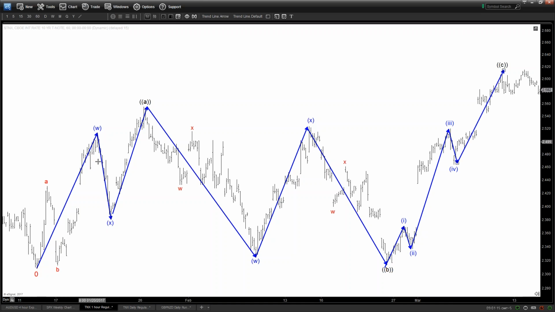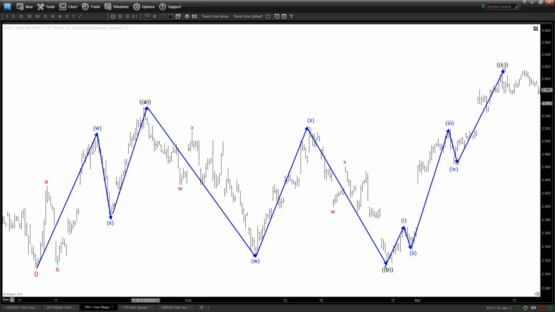Right? 1, 2, 3, 1, 2, 3, 1, 2, 3, 4, 5. 3, 3, 5. All right? Everybody can see it. Now, if you look at the internal, that's how you want to label. Now, you see the different degrees here, the different labels.